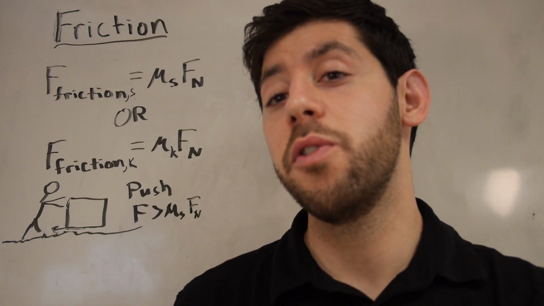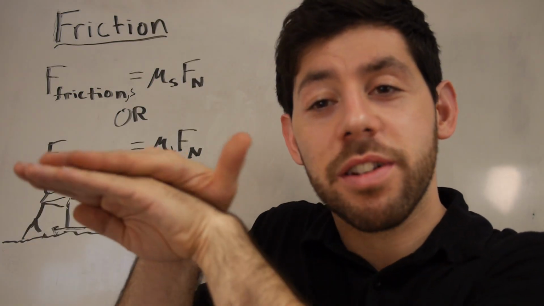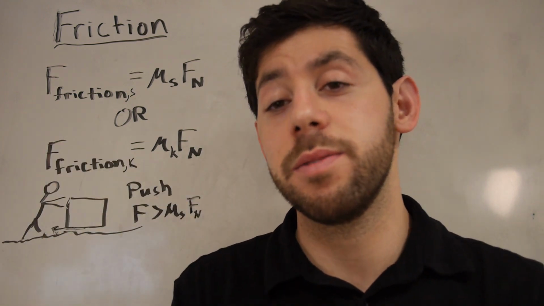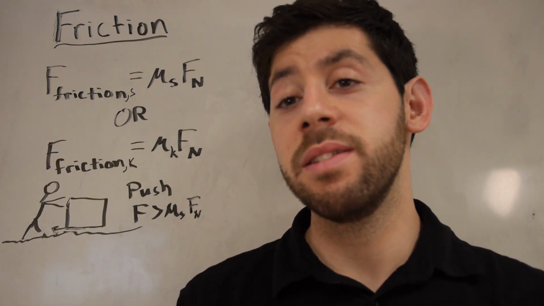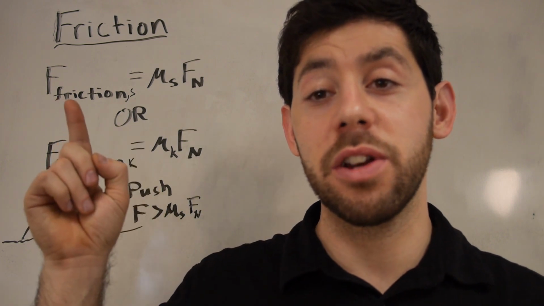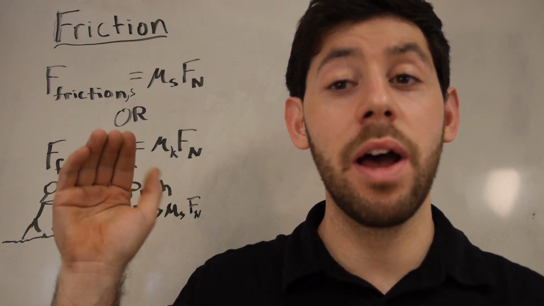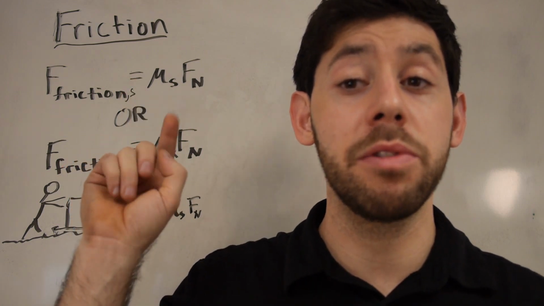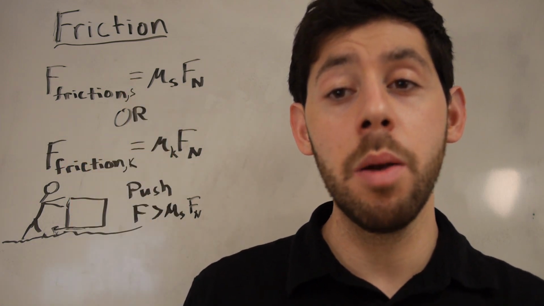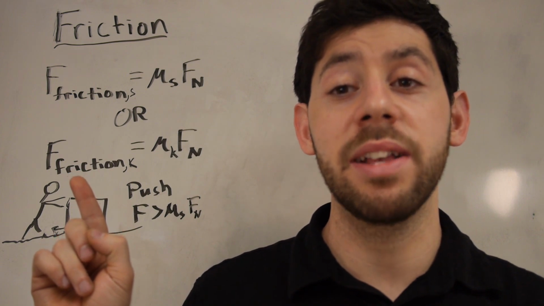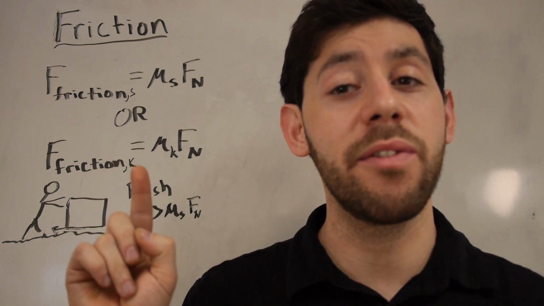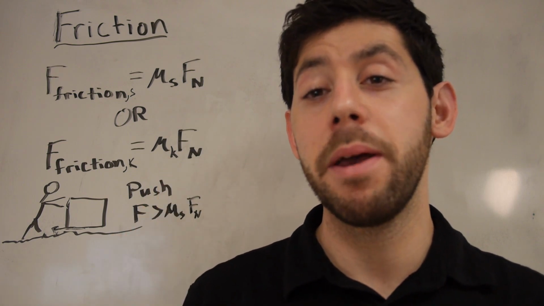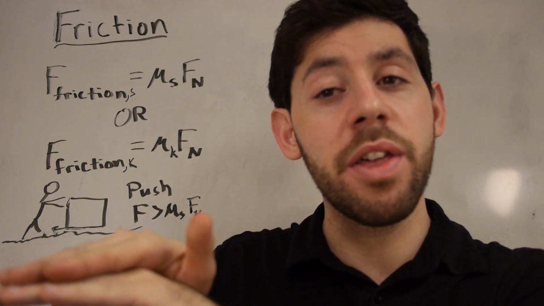Frictional force. Frictional force acts when two objects are rubbing on each other, and it always acts parallel to the surfaces. There are two kinds. There's static friction. The static friction force is when the objects aren't moving, and it's equal to the coefficient of static friction times the normal force. And when the objects are moving, then kinetic friction acts, and that's equal to the coefficient of kinetic friction times the normal force. Now, these coefficients actually depend on what the two surfaces are that are rubbing on each other.